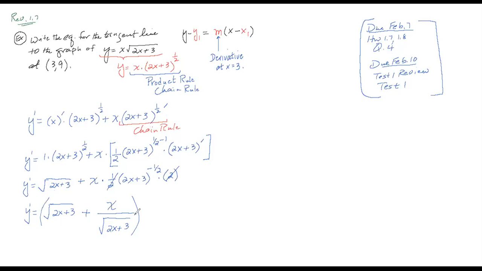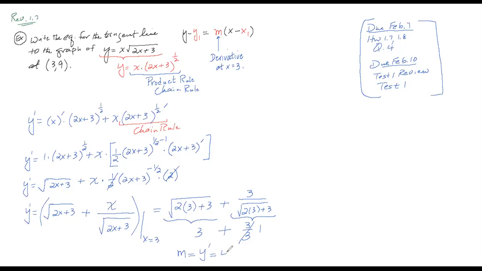And we'll evaluate this when x is 3. So let's go ahead and put 3 in there. 2 times 3 is 6 plus 3 is 9. Square root of that will be a 3. Plus 3 over the square root of 2 times 3 plus 3. So that's 3 over 3, which is just a 1. And if you add these two, the slope y prime is 4.